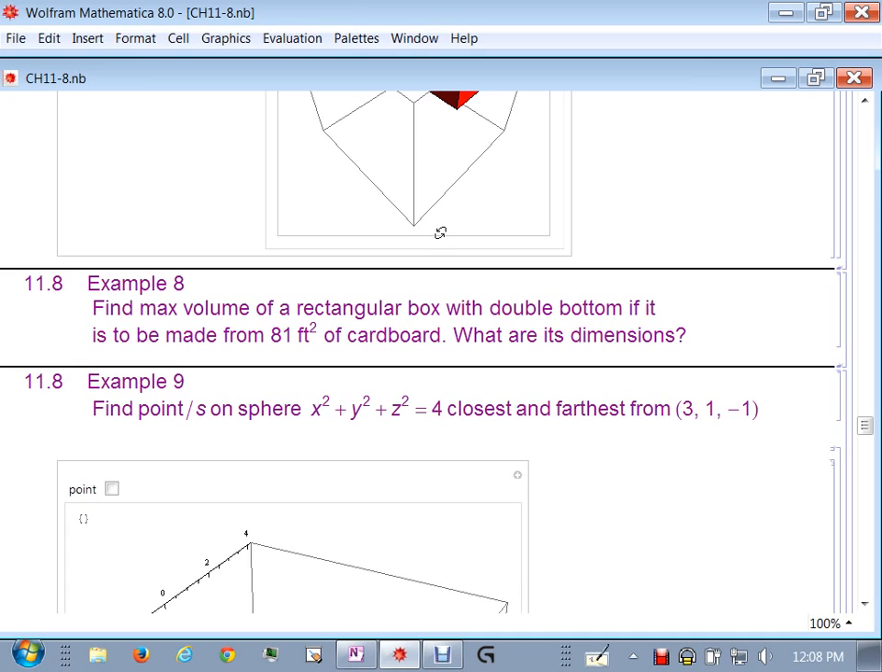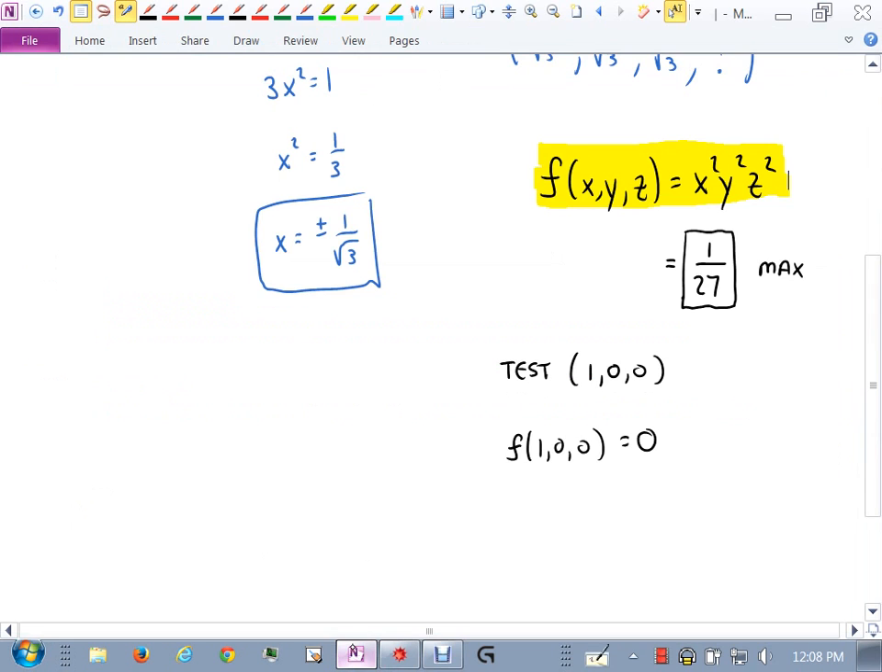Everyone have the problem? So I'm going to get rid of it and go to figuring it out. So I have a rectangular box made out of cardboard. It has a double bottom, meaning when they manufactured it, they put a double layer of cardboard on the bottom for strength, I guess. But let's assume that all the sides are covered, okay? So there's a surface on all sides of this rectangular box, but the double bottom. I want to try and find the greatest volume that I can get out of a box like this if it's constructed from 81 square feet of cardboard, okay?